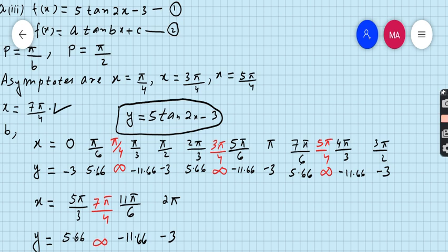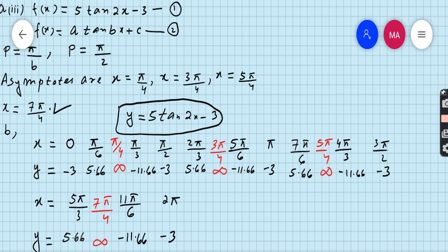But it was not a requirement to split the graph into so many functions, because in the exam you don't have time to draw 4 graphs. I just showed you for your understanding. This time I am going to directly draw the graph of the whole function, that is y equals 5 tan 2x minus 3.